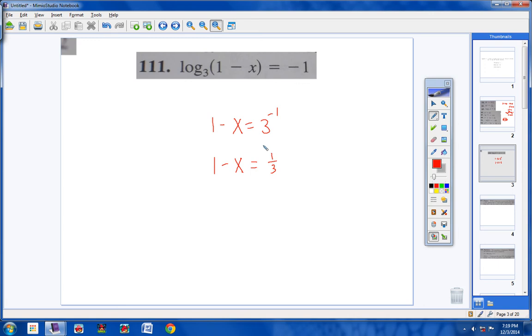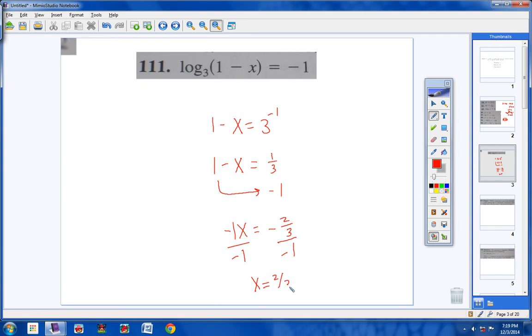Now, students, if you don't know where I got that, then feel free to take your calculator and type in 3 to the negative 1, and you will get out 0.333 repeating, okay, which is 1/3. Now next, bring your 1 over and make it a negative 1. So we're left with negative x equals negative 2/3, okay? Now divide both sides by a negative 1, like this, and you get a positive 2/3.